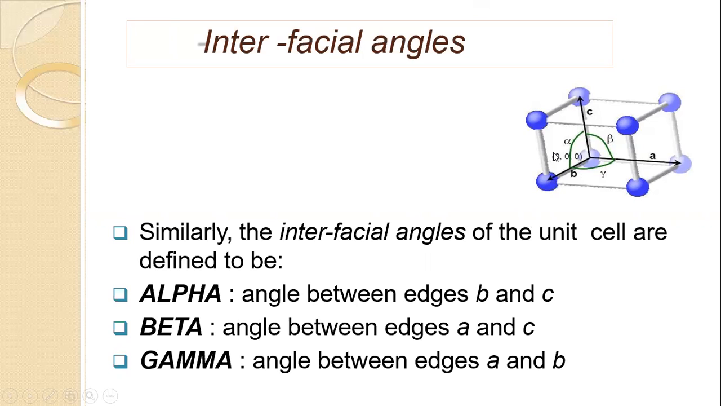Next, coming to the B and C unit cell axis lines, the angle formed is alpha. So these are the 3 types of angles formed in the interfacial angles, that is in the structure of the unit cell in 3D.